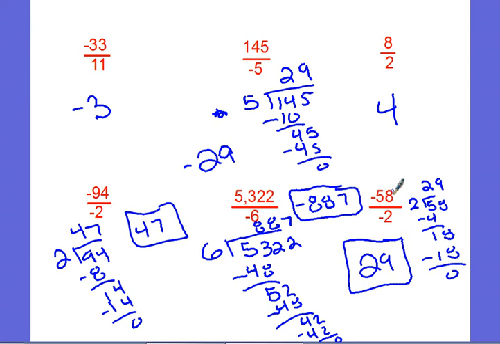So again, you always count the number of negative signs you have. If you have an odd number of them, it's going to be a negative answer. An even number, it's going to be a positive answer. And you just do your multiplication or division like normal, and then just give it the correct sign. Alright, so that was multiplying and dividing integers. As always, if you have any questions, come in and ask.